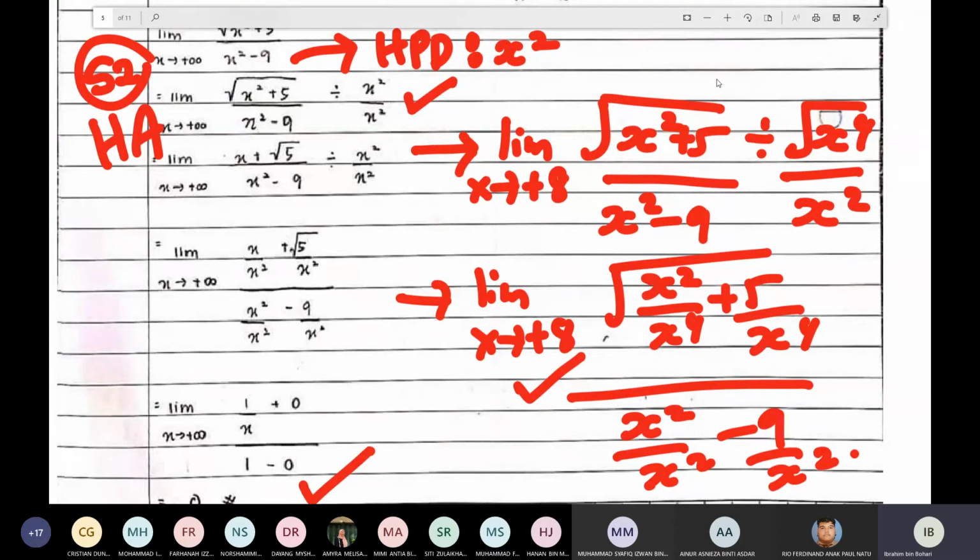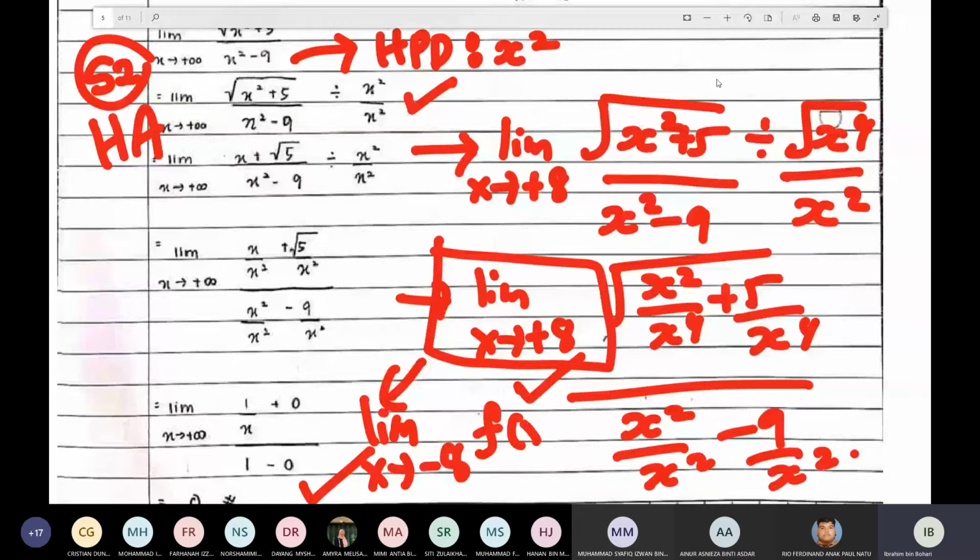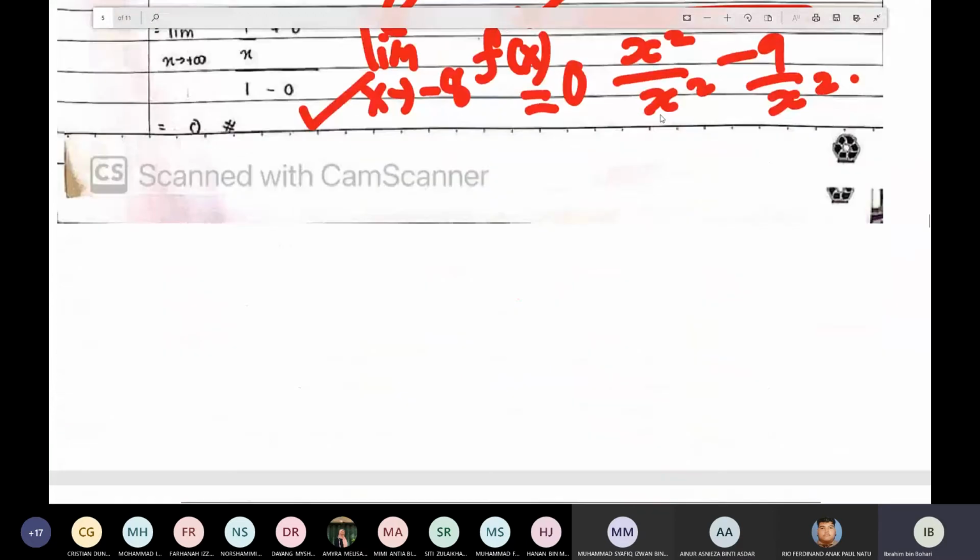Dan satu lagi, jangan tinggalkan this one, the limits when x here approaches positive infinity. And second, you ulang ke benda sama sahaja. X here approaches negative infinity of f(x). You ulangkan balik, and answer here equals to 0. Okay, step 2, horizontal asymptote, and step 3.